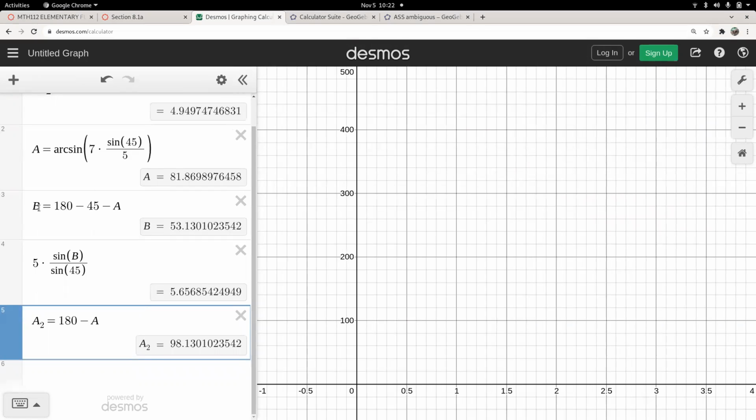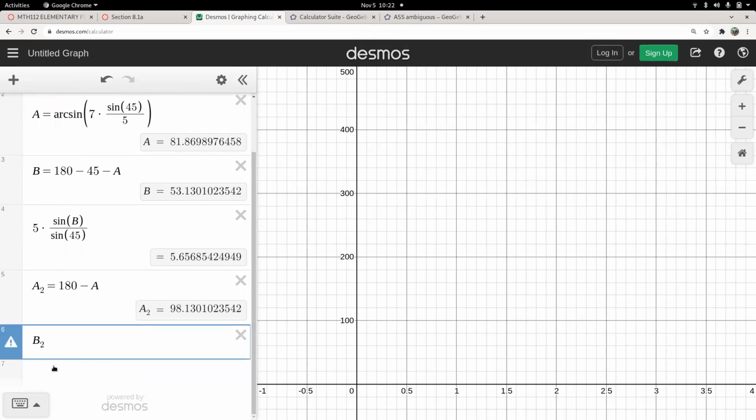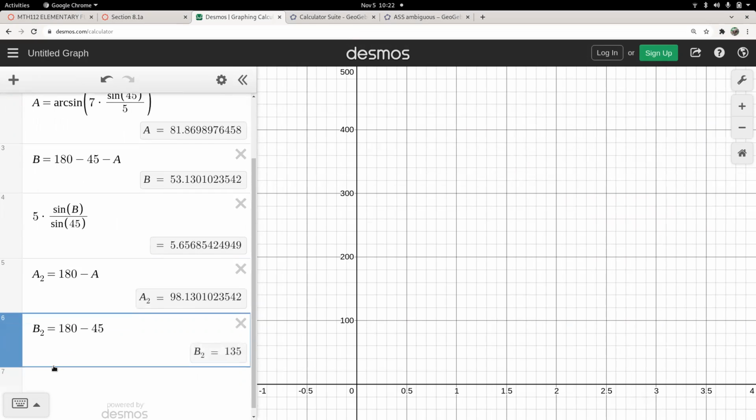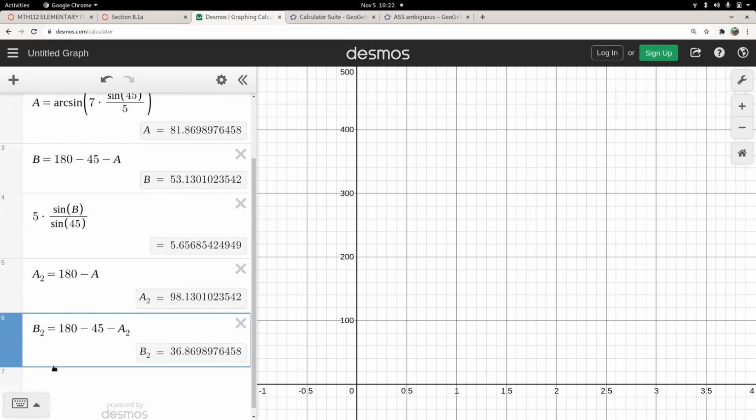And then the next thing we did to find angle B is we knew that the angles had to add up to 180. So to find my B2, I just repeat that step here, take my 180 minus the 45 I was given, minus my new angle 2. And so I'm going to get the other angle has to be about 36.87.